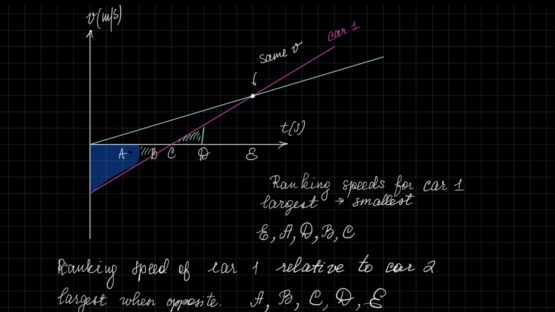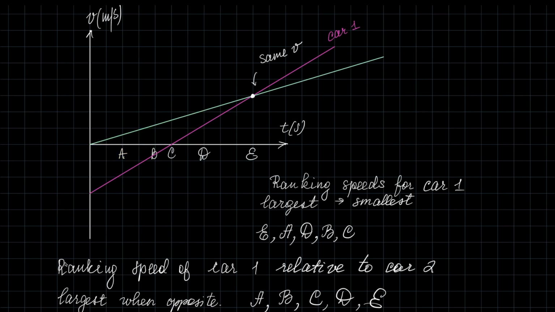However, at the same time, what did the second car do? The second car traveled all of this. So this is still larger than A, B, or C. So D is greatest.